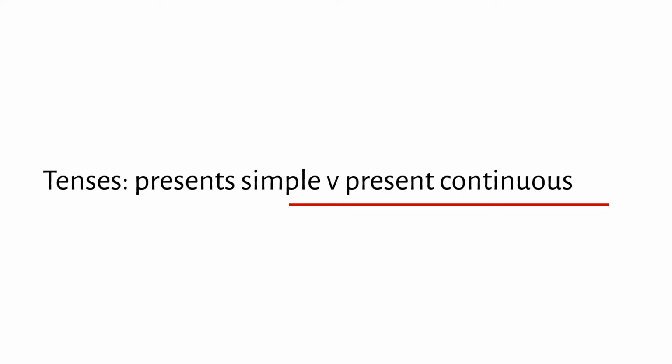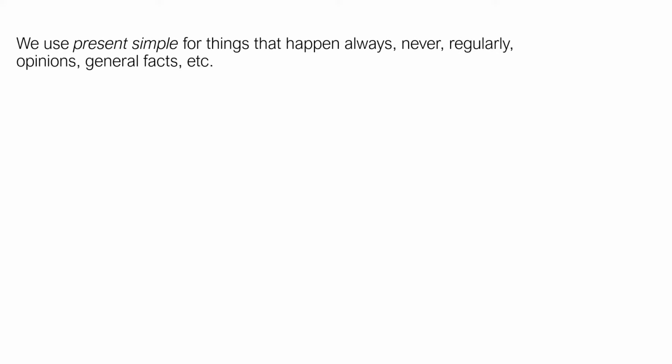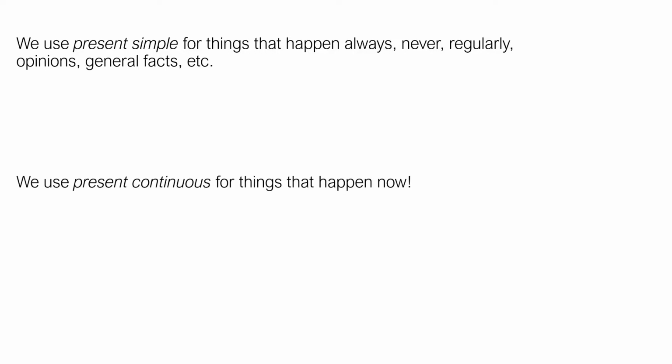So let's have a look at the tenses. Present simple, present continuous. So let's cover the basics. So what is present simple? Well, we use present simple for things that happen always, never, regularly, opinions, general facts, etc. Right? That's when we use present simple. And when we use present continuous, we mostly talk about things that happen now, or things that are going on now, things we are seeing, things we're experiencing.